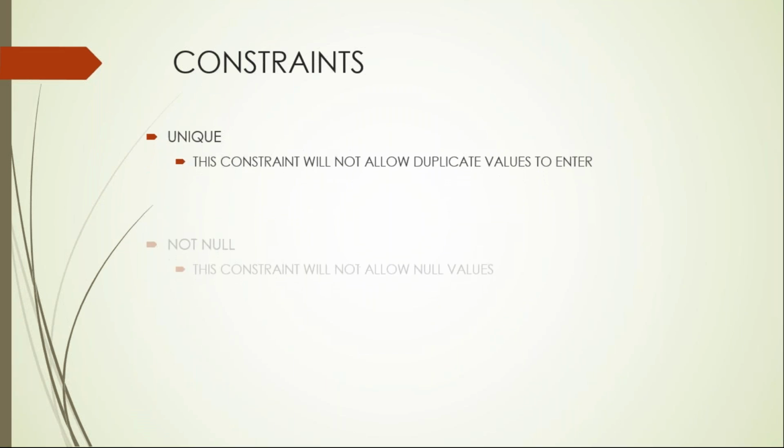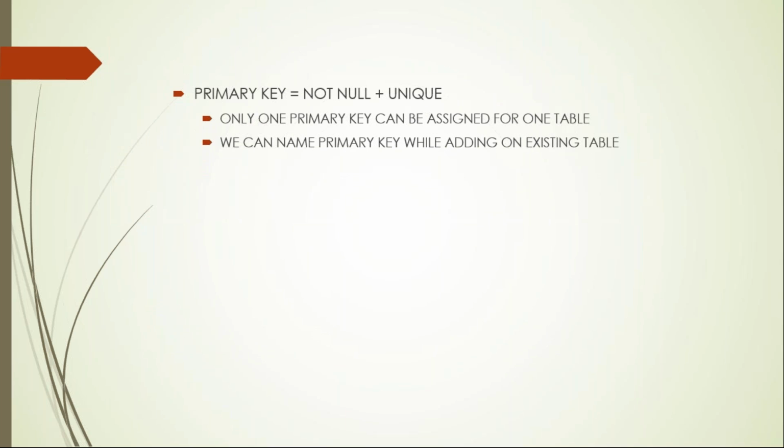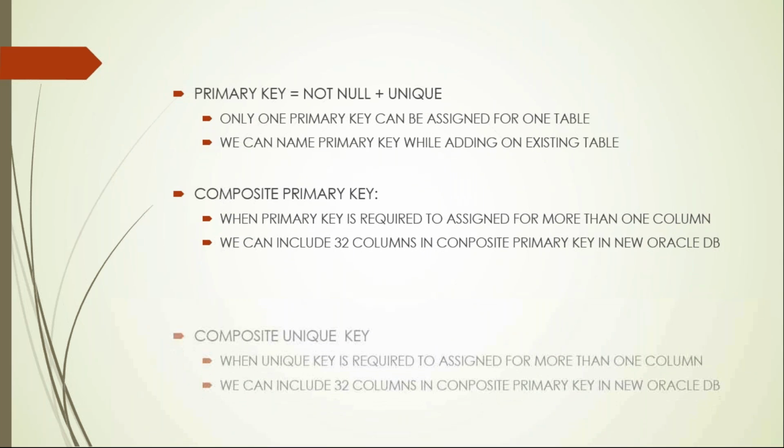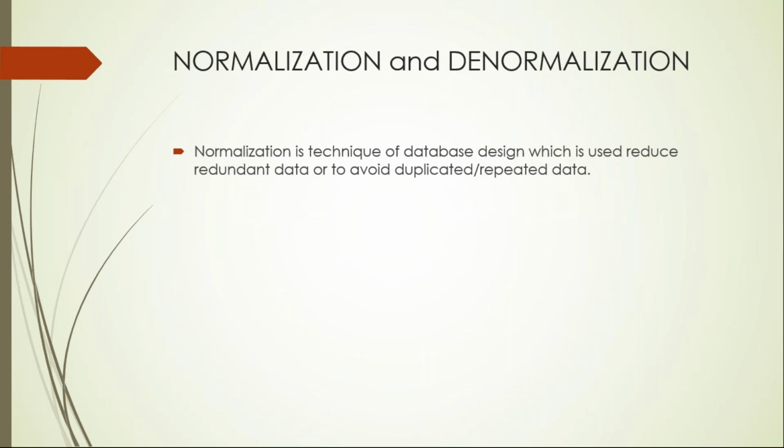So yesterday we learned unique, not null, right? Then primary key, composite primary key, composite unique key. Then today we'll learn about normalization and denormalization. That was also explained yesterday about the concept. Normalization is the technique of the database which is used to reduce the duplicate data. Denormalization is combining the data into a single table.